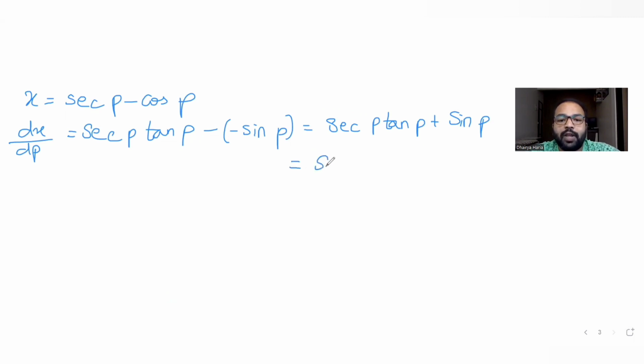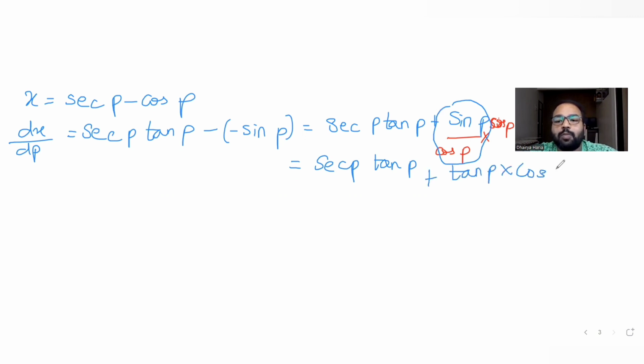So if I want to take a tan common, I should have tan in both of them, right? So what I need to do is, if I want to adjust a tan p in the second term, I need a division of cos p. So what I will do is I'll make an adjustment here. I'll divide by cos, so I'll have to multiply by cos. So when I do that adjustment, sine upon cos is again tan. So tan p multiplied with cos p. So again, I can take out tan p common. I am left with sec p plus cos p.